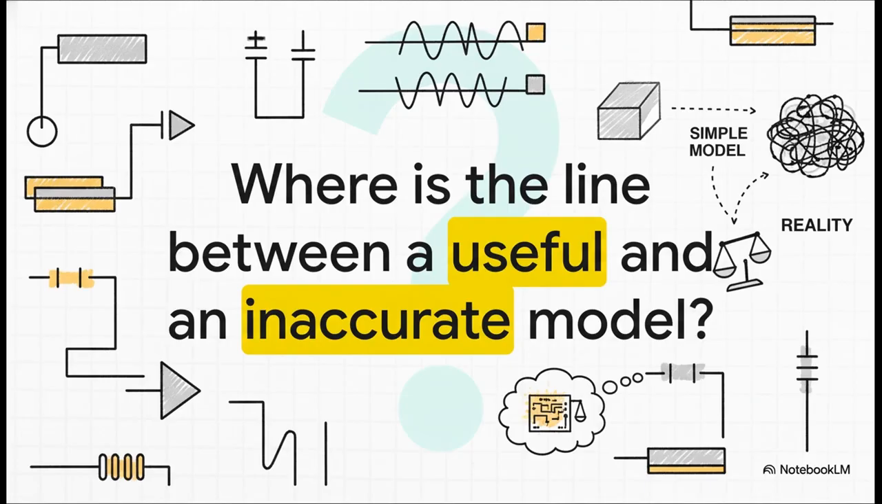And this leaves us with a final thought to chew on. These models, these simplifications, are what make designing complex electronics even possible. But it brings up a bigger question, one that goes way beyond circuits. How do we decide when a simple model is good enough for the job, and when do we have to finally ditch it and embrace the messy, non-linear details of reality?